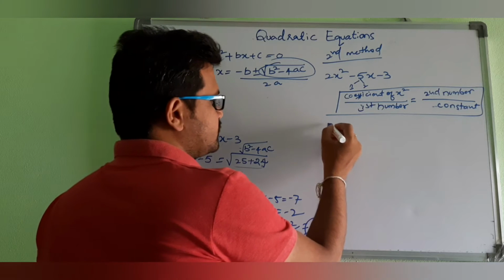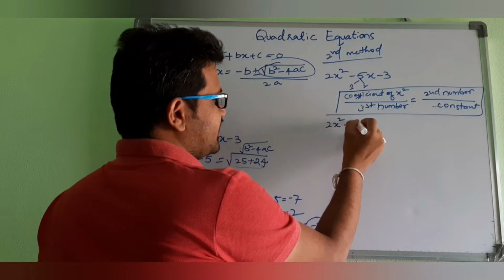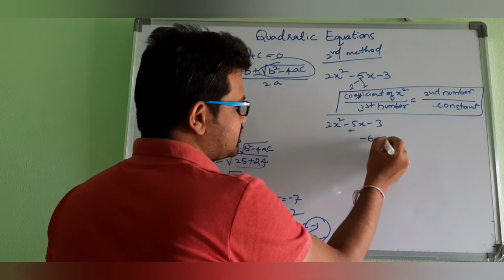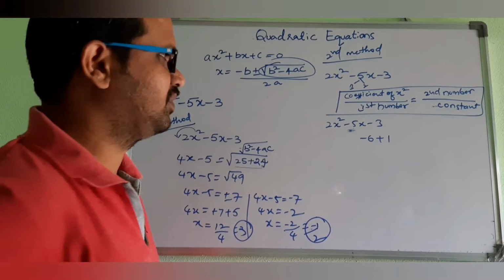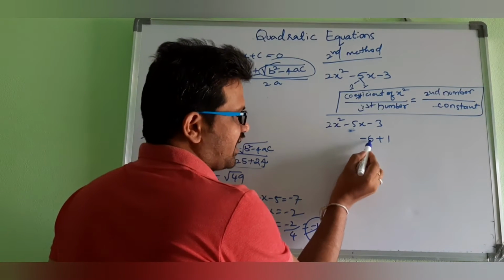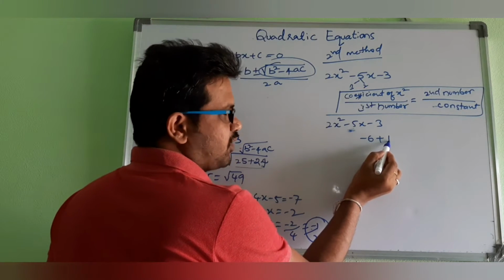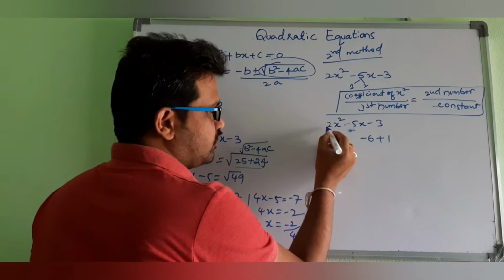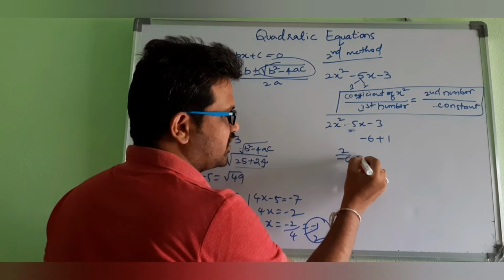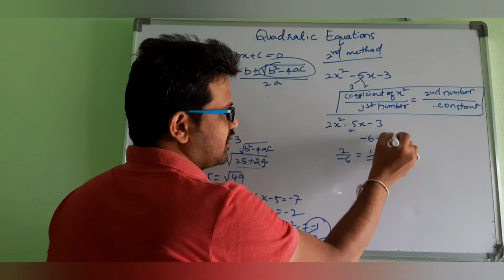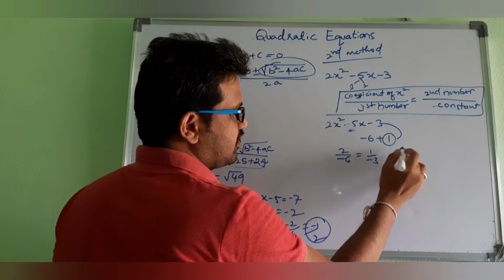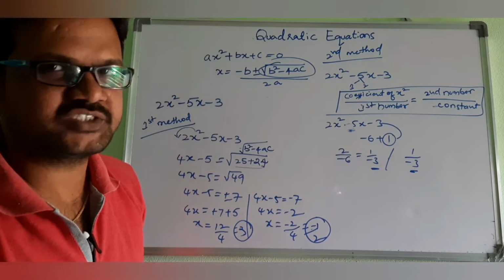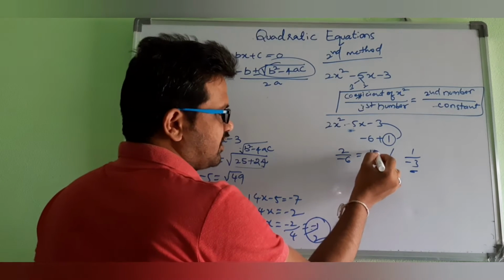How to split that? In 2x square minus 5x minus 3, I am writing minus 5 as minus 6 plus 1. The first term is negative, the second one is positive, because here both are negative. So 2 by minus 6 is 1 by minus 3, and 1 by 1... 1 by minus 3. Both ratios are the same.